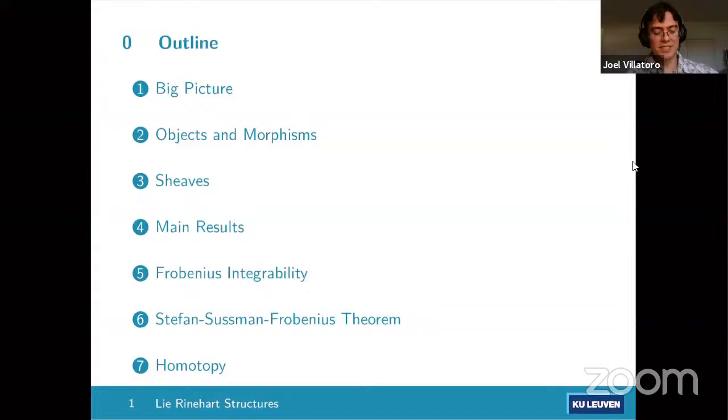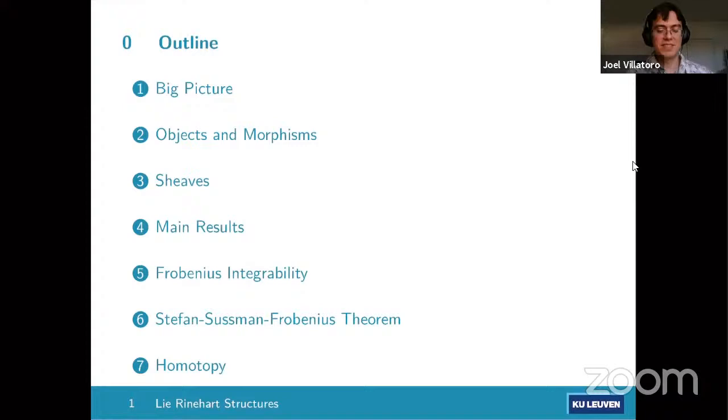All right, so the outline is, first I'm going to look at the big picture, and then I'm going to define a lot of things like objects and morphisms. It turns out Lie-Rinehart structures have a lot of different interesting notions of morphisms and interesting behaviors. Then I'm going to talk about what happens when you take the sheaf version of all of these things. And then I'm going to explain what I've shown about these things so far, like what are some things that I've proven.